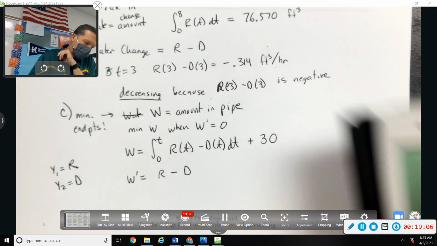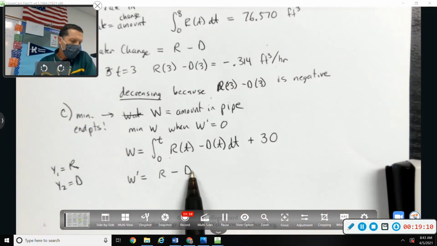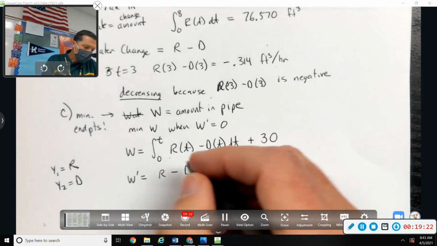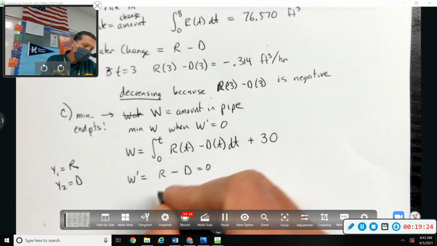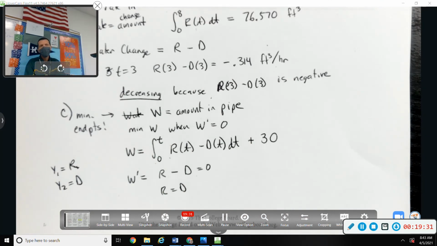Let's see. Minimums happen when the prime is 0 or might be at 0. Right? Critical points, and then we'll check to see if it's a minimum or a maximum. So I want to know when that's equal to 0. So what I really want to know is when R is equal to D, because something might be changing then. We're changing from more going in to more going out.